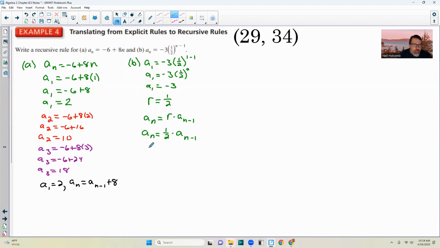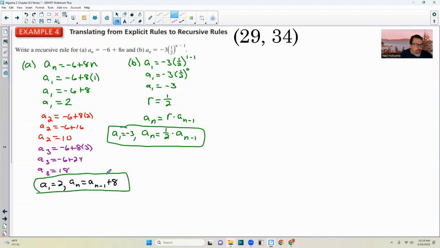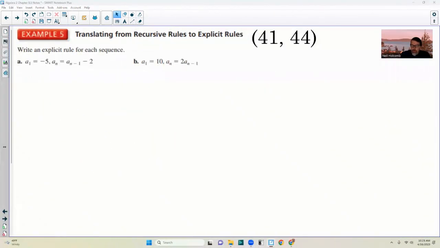And a sub 1 equaled -3. Okay, so all you really need to do for these when it says to translate explicit rules to recursive is determine what the first term is and then write the rule. Determine what the first term is and write the rule. So geometric is addition, or I'm sorry, arithmetic is addition, and geometric is multiplication. Now you should be able to do problem numbers 29 and 34 in the exercises.